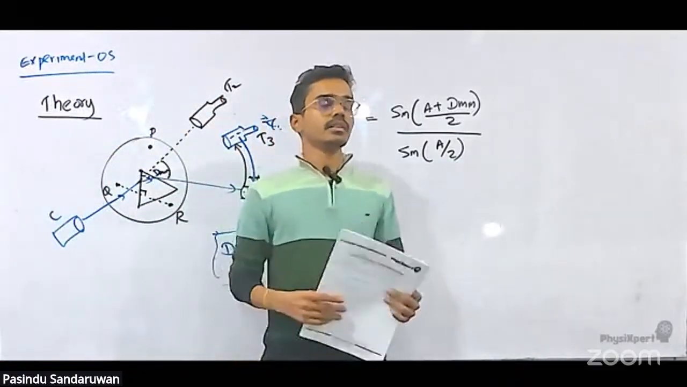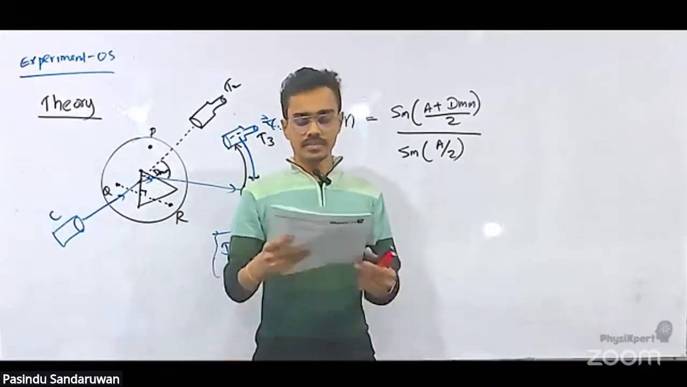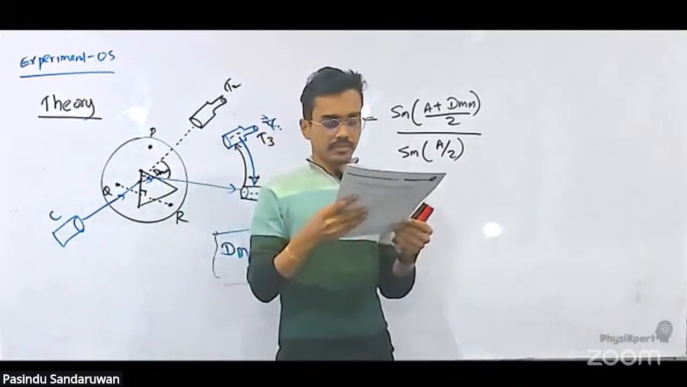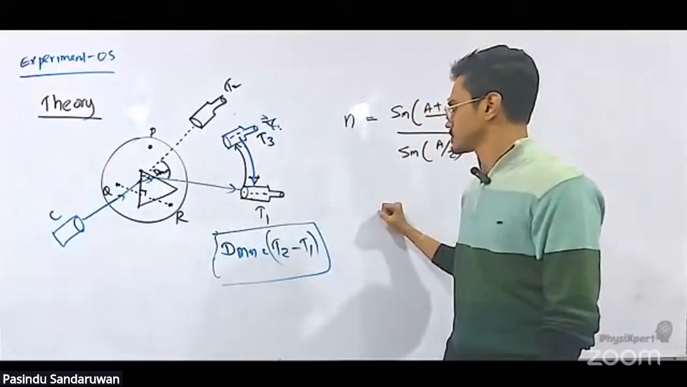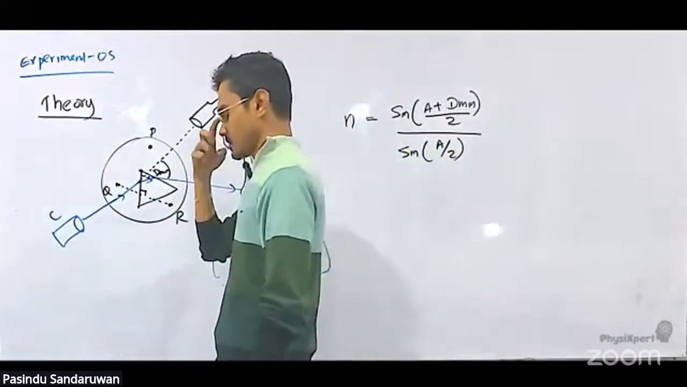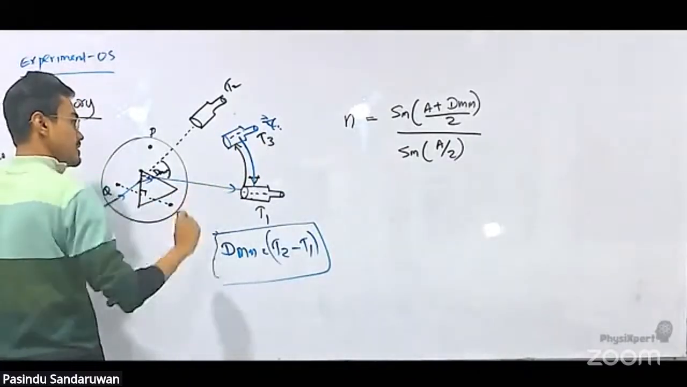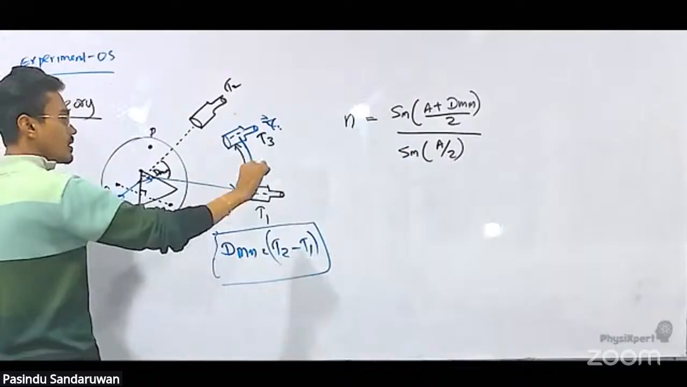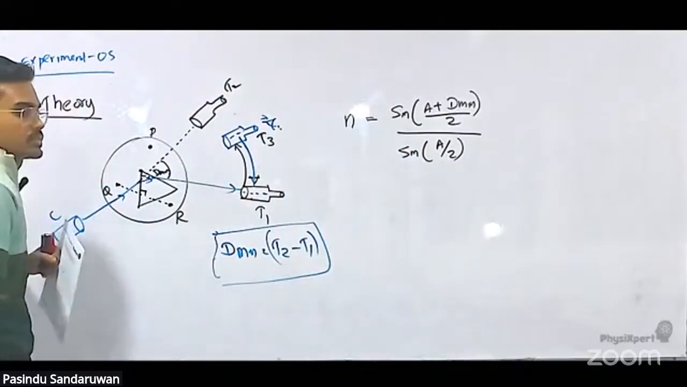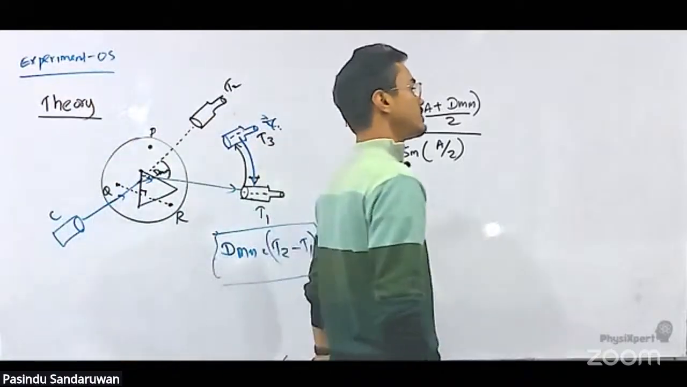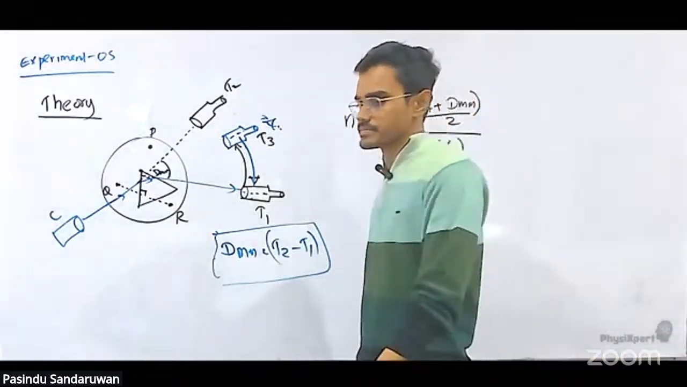Next point. Now the image of the slit can be seen moving along one direction.